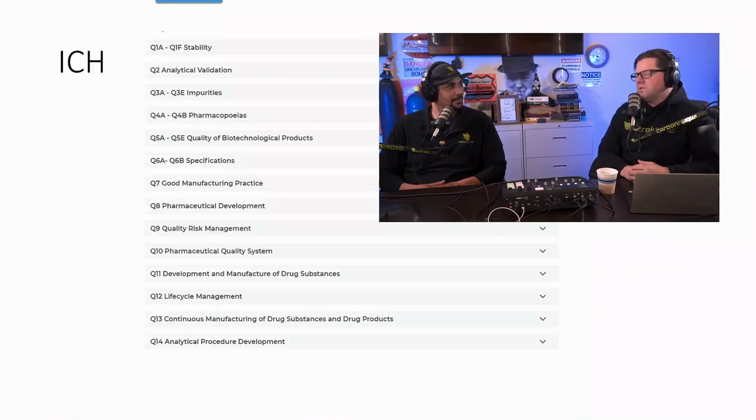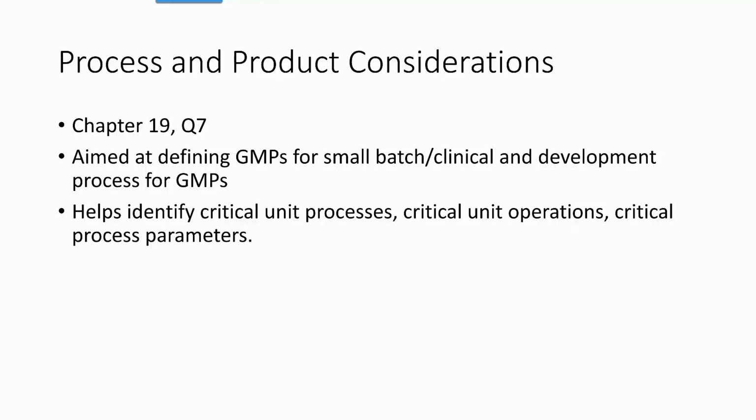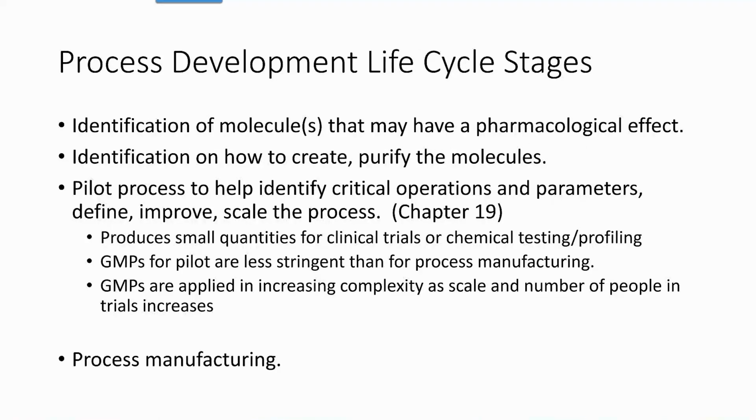You have to create specifications for your APIs, all your starting materials, all your excipients. Specifications are what you measure against. If you don't have a good specification, you won't have any way to reject the API. My API is supposed to be 99.9% pure, and the other 0.1% is other stuff that are impurities. Process and product considerations: we're talking about chapter 19, Q7, which is aimed at the small batch, people getting started in the development process.